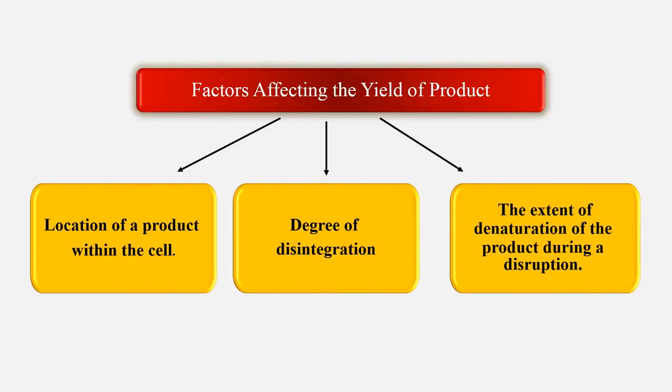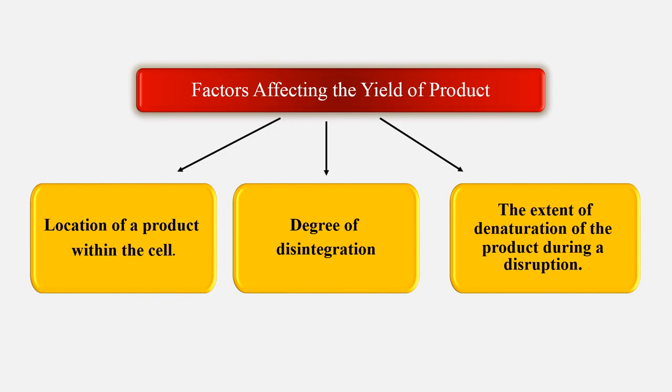There are some factors affecting the yield of a product. هنالك بعض العوامل التي تؤثر على إنتاجية المنتوج. First, location of a product within the cell، وهو موقع المنتوج داخل الخلية.